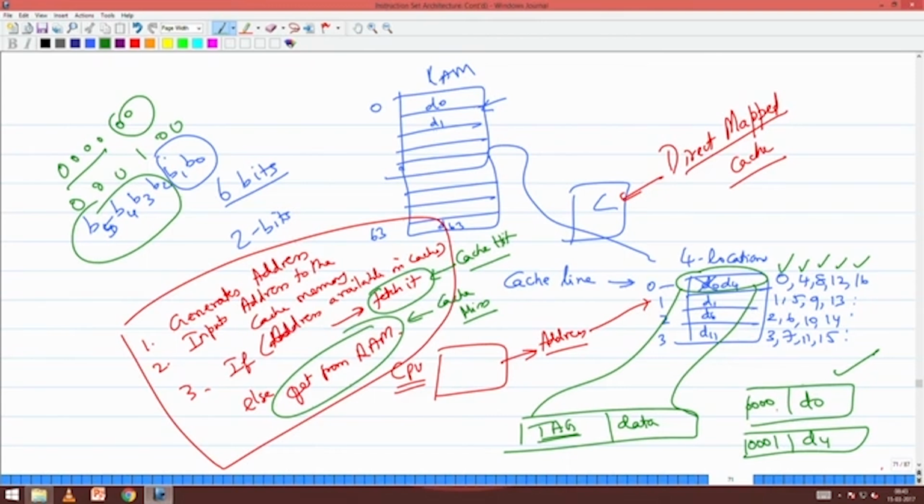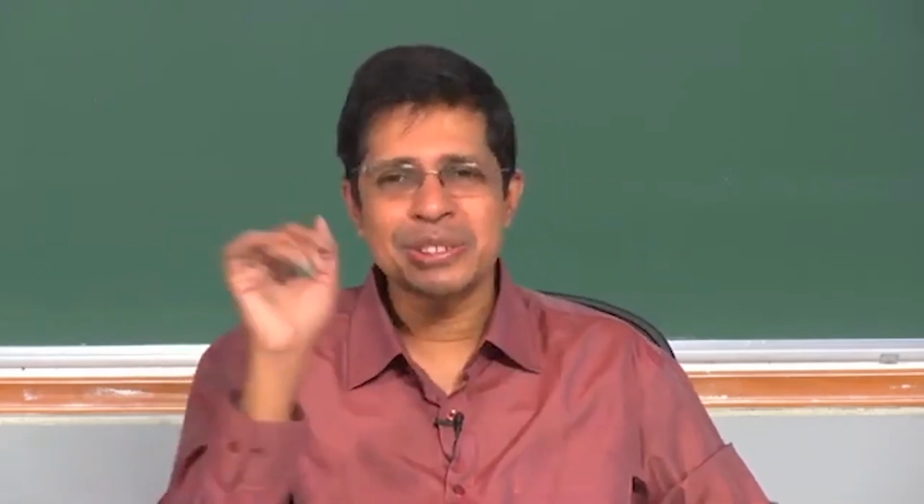Suppose I generate 0, 0, 0, 1, 0, 0. I go to the 0, 0 location and find the tag bits as 0, 0, 0, 0, but the actual bits I need are 0, 0, 0, 1, so there is a mismatch. So if my address is k bits, I will use some of the bits to index into the location, and the remaining bits I store as a tag. In this case I had a 6-bit address, I used 2 bits to index into the location, and the remaining 4 bits I stored as tag.